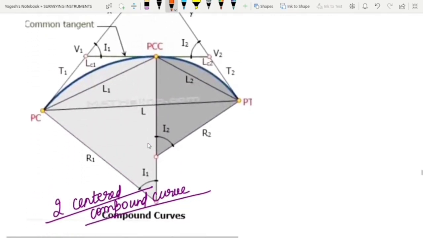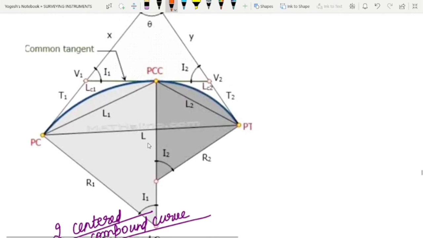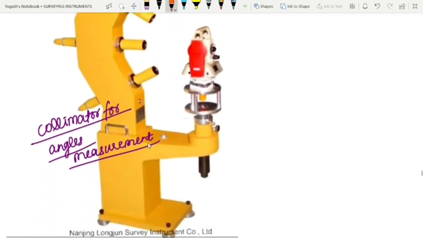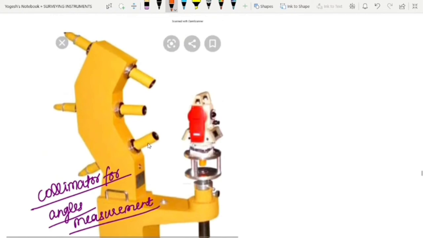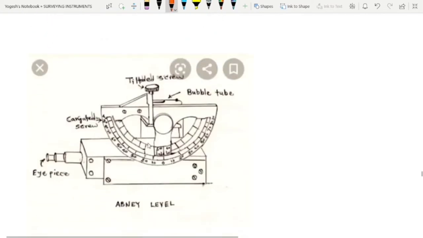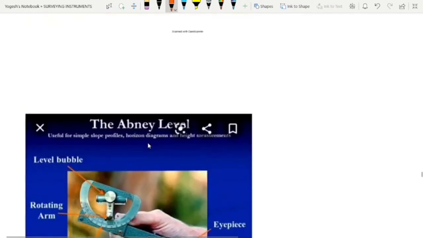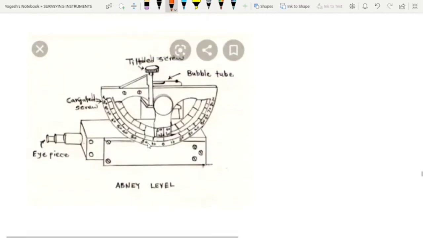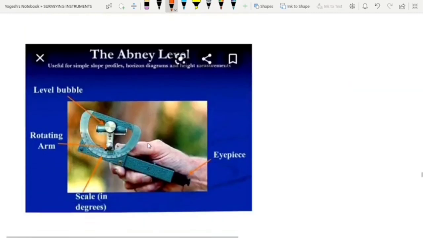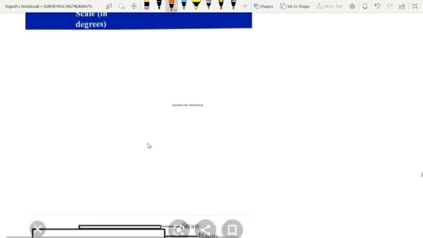This is a two centered compound curve. We had discussed it in our setting out of the curve chapter. This is a collimator for the angle measurements. This is the ABNY level, in which an extended vernier is provided.